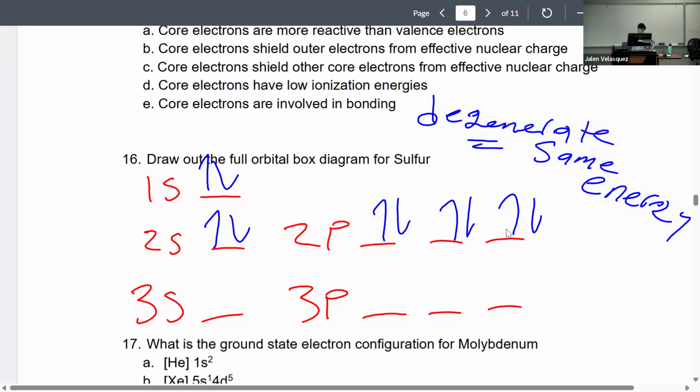Then we go to 3s, 3s2, and then it has 4 electrons in the p, so we go 1, 2, 3, and 4. You add up those arrows and you have a total of 16 electrons. Okay, questions about that? I think that's hopefully not too bad.